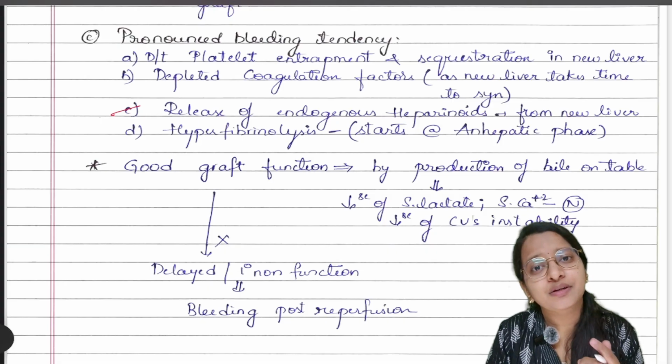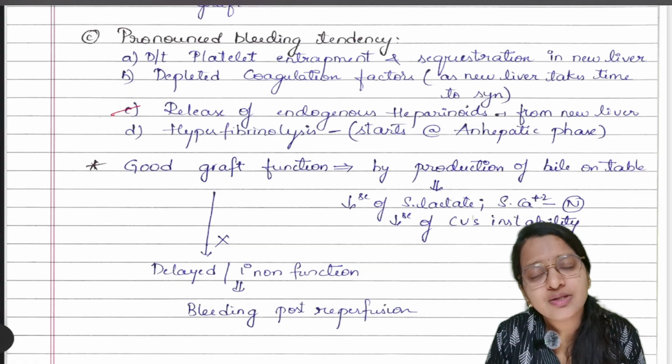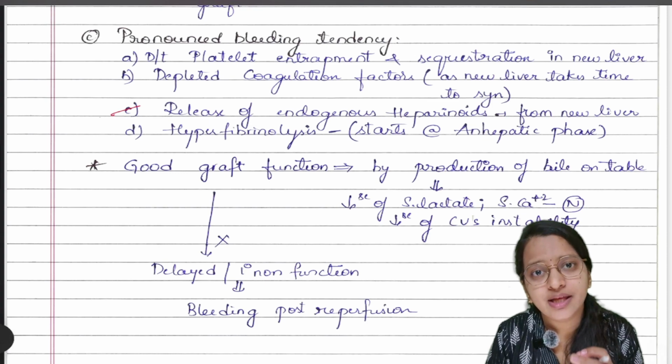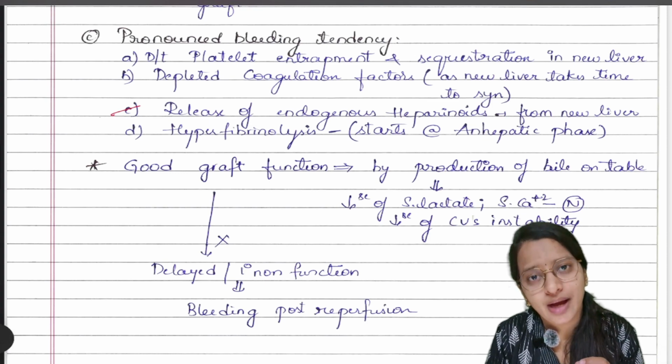There will be hyperfibrinolysis. That is the third reason. And there will be release of heparin-like substances from the new liver. That has to be treated with protamine if needed. So these are the four reasons why there will be increased bleeding even after neohepatic phase.